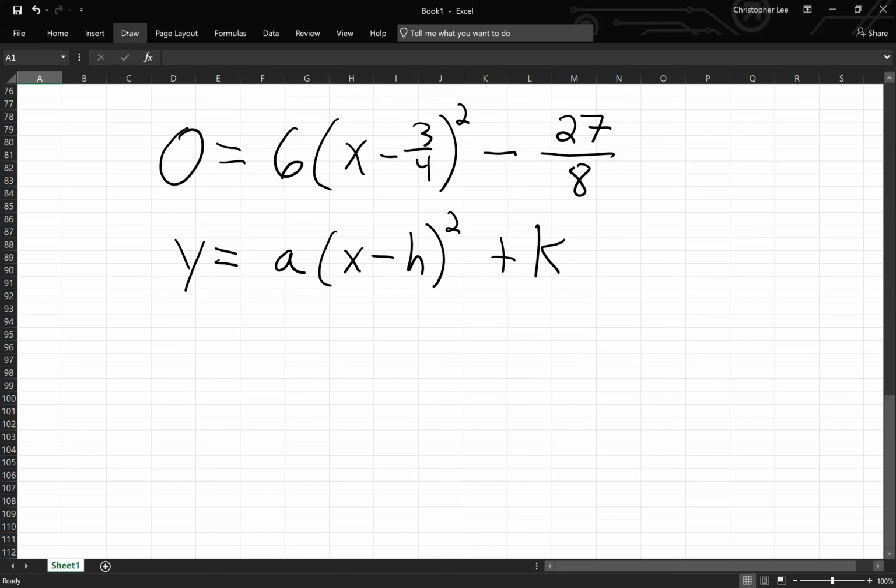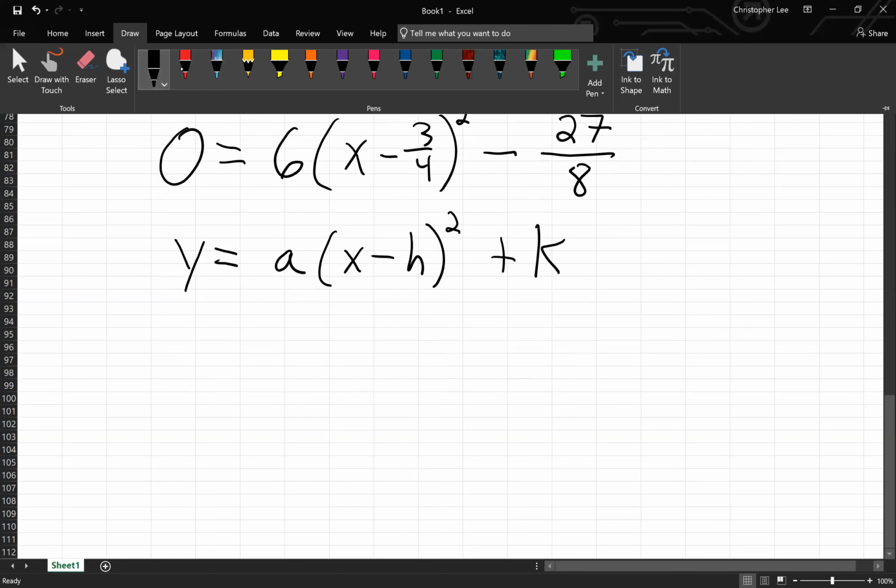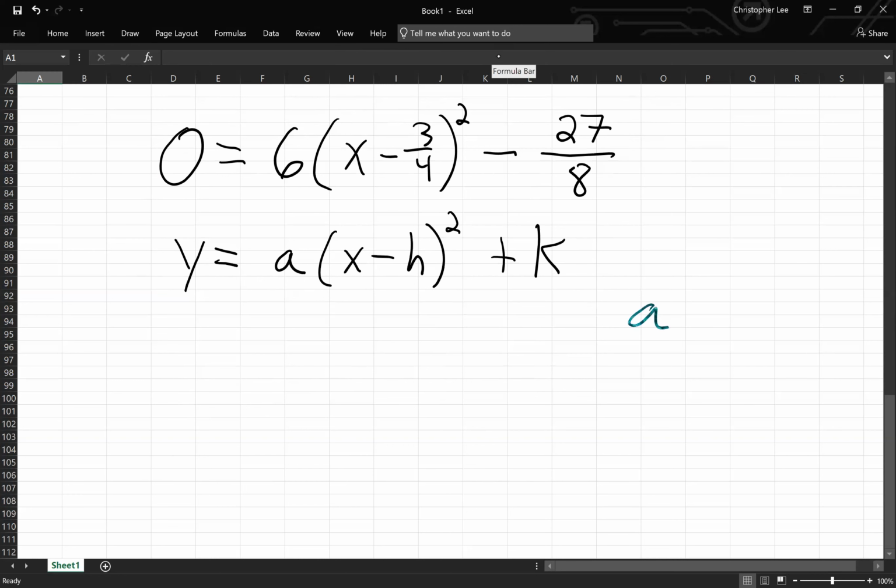Okay, so I'm going to just pick another color, right? So tell me, what is A? Six. Good. What is H? 3/4. Good. What is K? Nope, just 3/4. What's K? Because you see how the H in the original formula is negative, and then this one is already negative. So what's K? 27 over negative 27. All right, and then that's it.